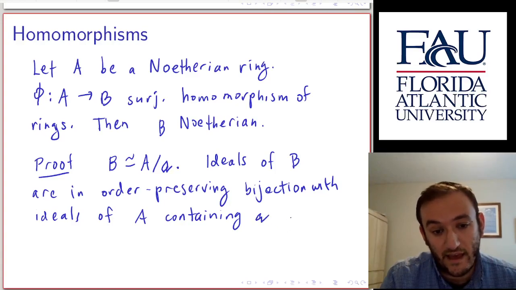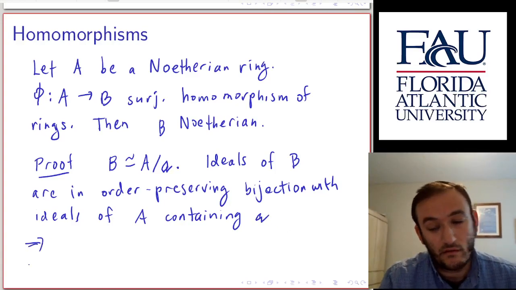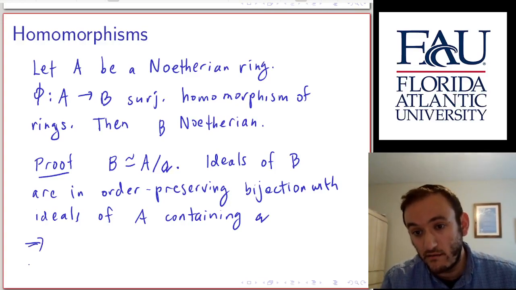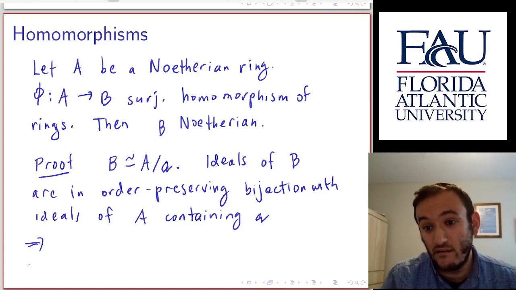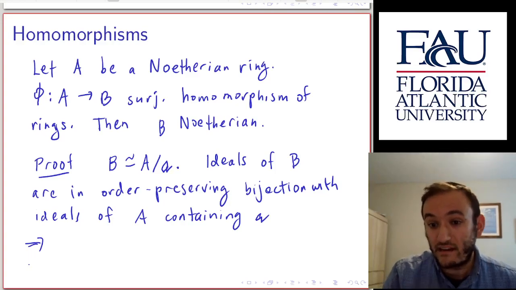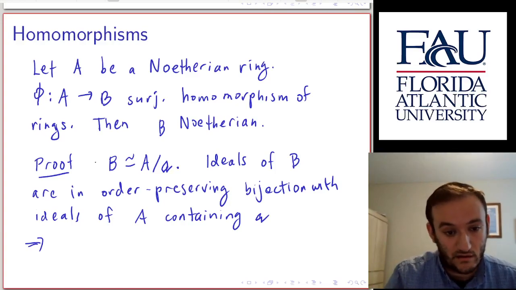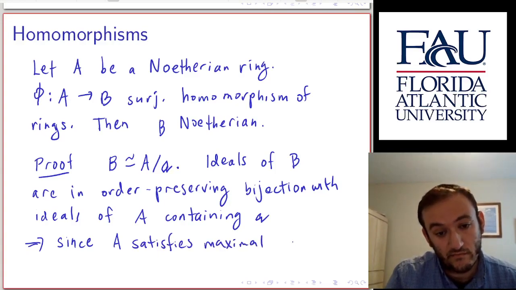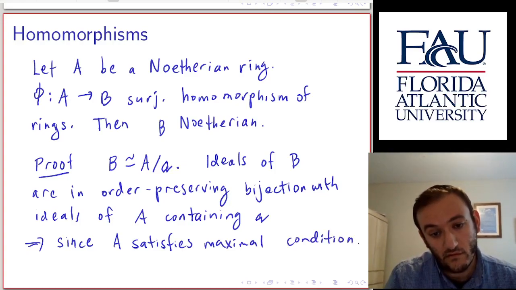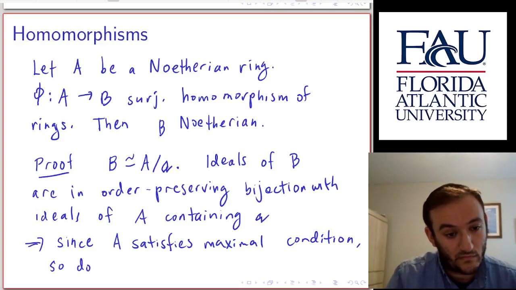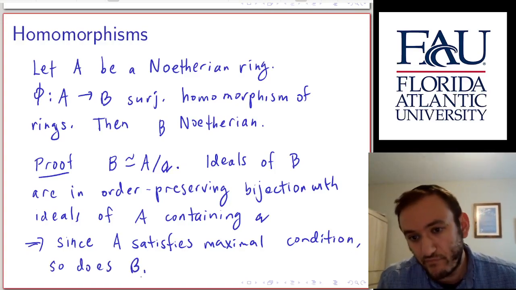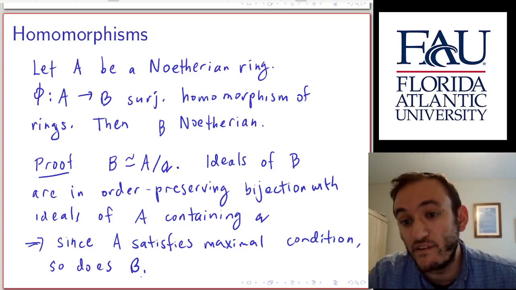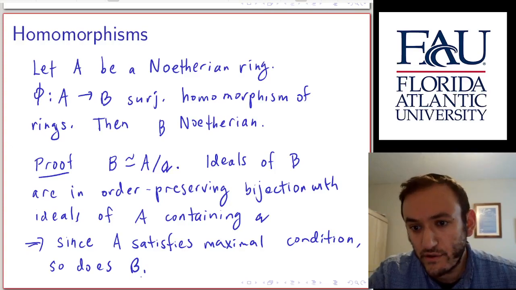So that means that, for instance, any collection of ideals in B corresponds to a collection of ideals in A, which has a maximal element, and by the same token, that collection has a maximal element in B. So since A satisfies the maximal condition, so does B. Okay, so that proves that the image of a homomorphism of a Noetherian ring is also Noetherian.